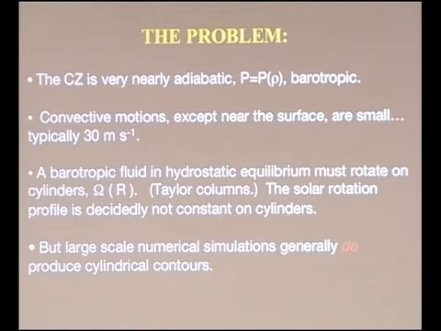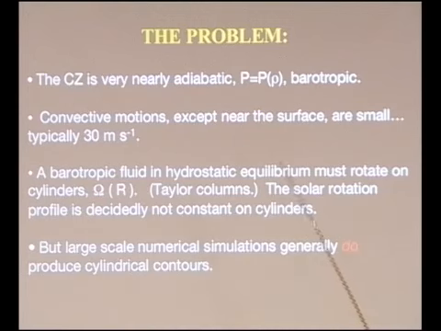Well, the fundamental problem is that the convective zone is very nearly adiabatic. It's convective because the entropy decreases outward, and the first thing the gas wants to do is eliminate that gradient. So to first order, P goes like rho to the 5/3. It's an adiabatic barotropic equation of state.